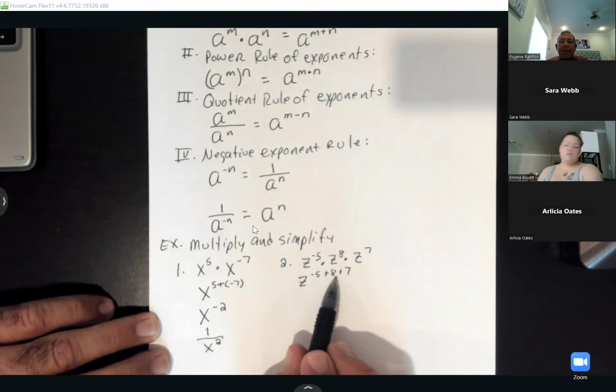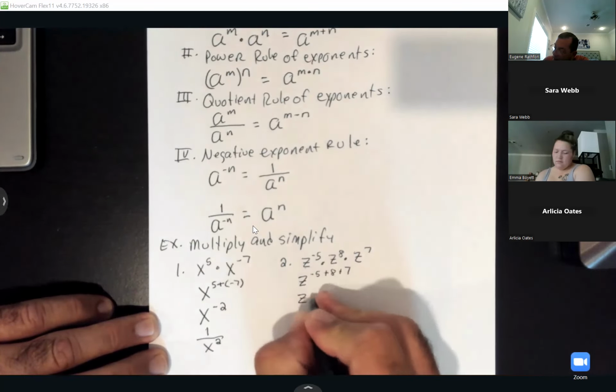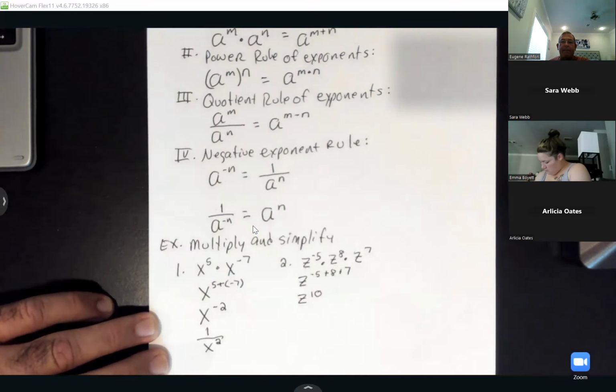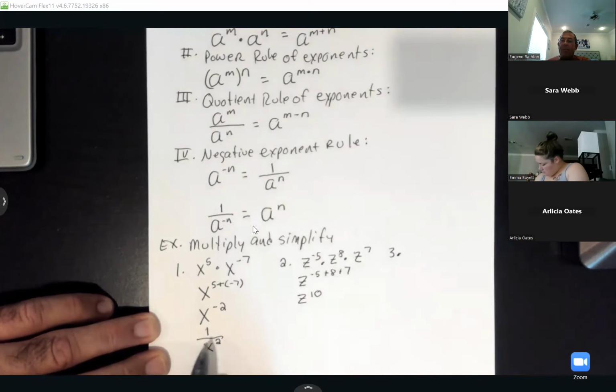So negative 5 and 8 give me 3. 3 plus 7 give me 10. So I end up with a z to the 10th. Guess what? That exponent's positive, so I don't have to do anything else to it. We're done. So notice, I'm only going to flip them if they're like this first one and I got a negative exponent.